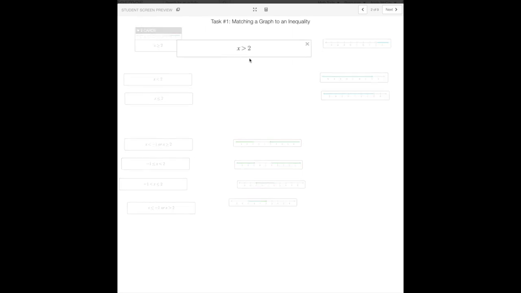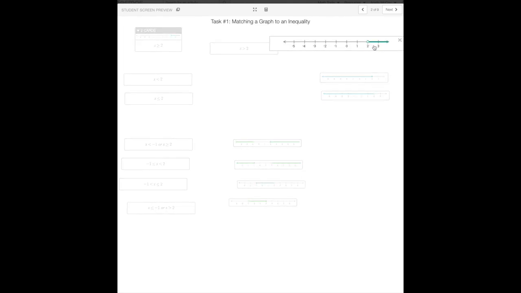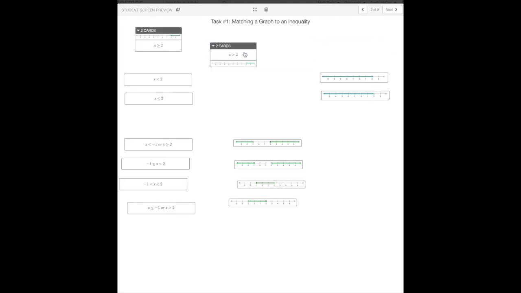Here is x is greater than 2, very similar. The only difference is that x cannot be equal to 2, so I will have an open circle at the 2, so it's this one. All right, 2 cards matched already.